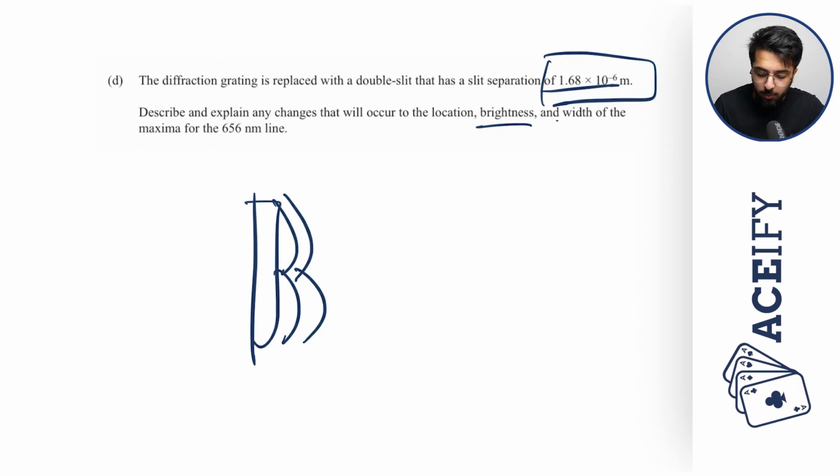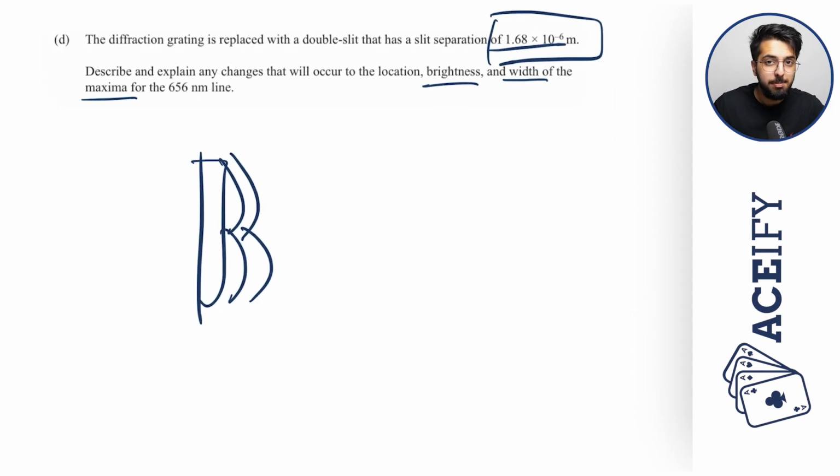Okay. As for the width of the maxima, for the double slit it is going to be wider compared to that of the diffraction grating. The reason for that again is because our diffraction grating has much more sources compared to our double slit, and therefore there's going to be less destructive interference for our double slit when compared to our diffraction grating. And what this means is that for our double slit, our maxima are less defined, and therefore there's going to be more light.